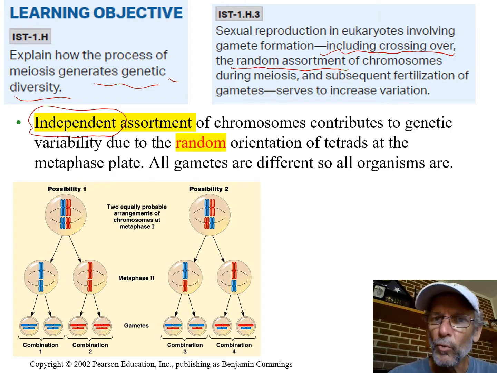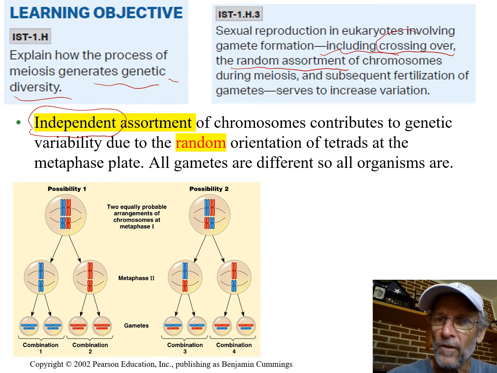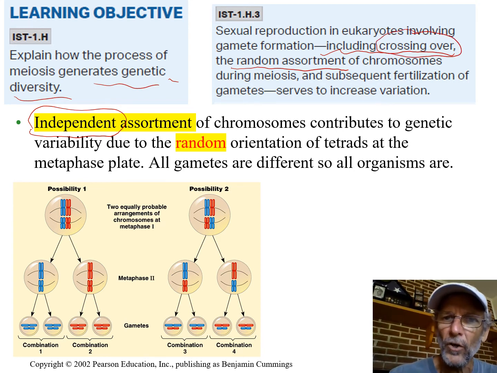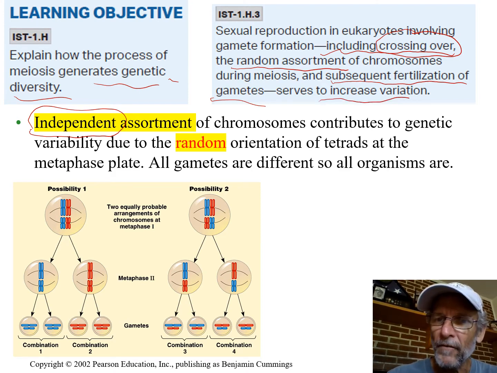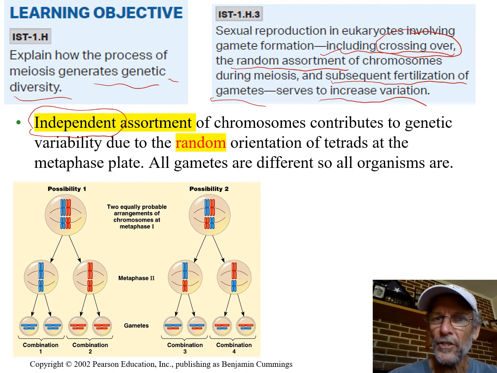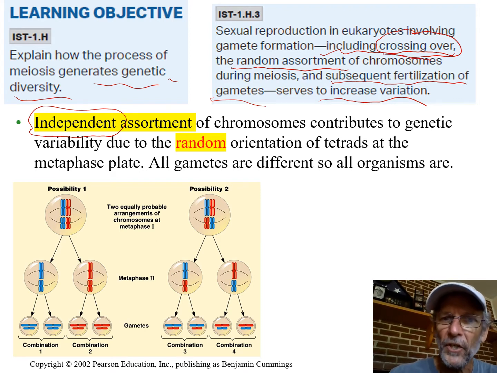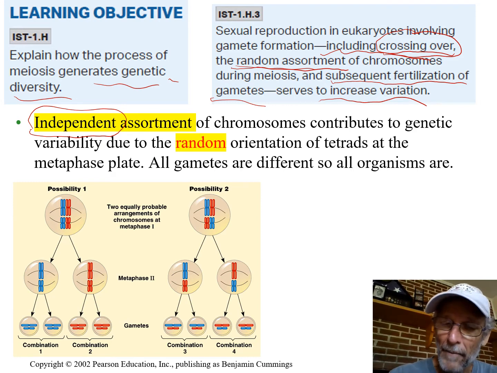They should really emphasize that word random for all of these processes: crossing over, the thing they call assortment, and then the subsequent fertilization. They really should note that that is also random. All three of those processes increase variation. Two of them, the crossing over and the random assortment, happen directly in meiosis, and then the gametes produced by meiosis are going to take part in that third part, fertilization.